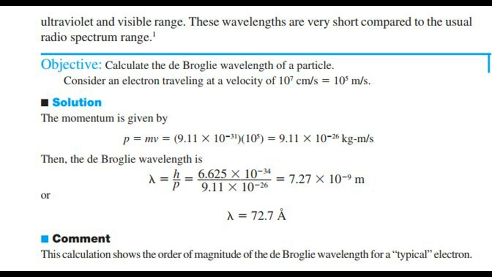Objective: calculate the de Broglie wavelength of a particle. Consider an electron traveling at a velocity of 10 million centimeters per second, equal to 10^5 meters per second. Solution: the momentum is given by p = mv. Then, the de Broglie wavelength is λ = h/p. This calculation shows the order of magnitude of the de Broglie wavelength for a typical electron.